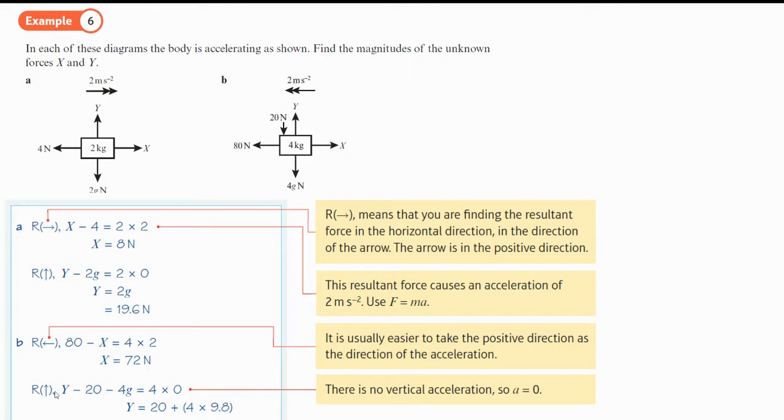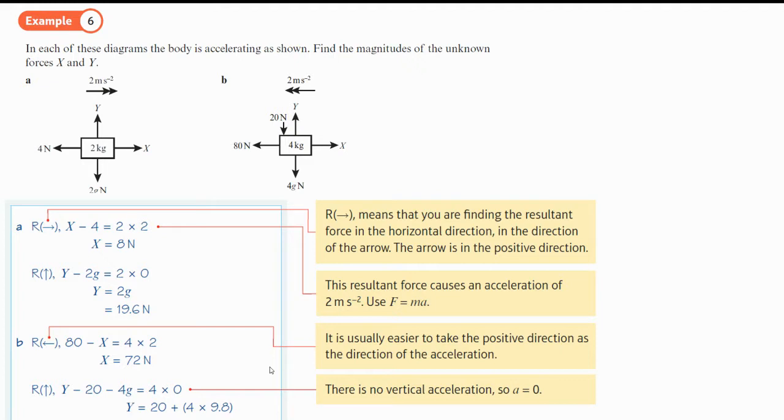And then the next one, we have got no acceleration vertically, which means that we'll put Y up front because it makes our life a little bit easier. So Y, and then these two forces are opposing it. They're going in the opposite direction. So Y take away 20, take away 4G. There's the force equals mass, which is 4, times acceleration, which is 0. Rearrange that, replace the G for 9.8, and you're going to get 59.2.